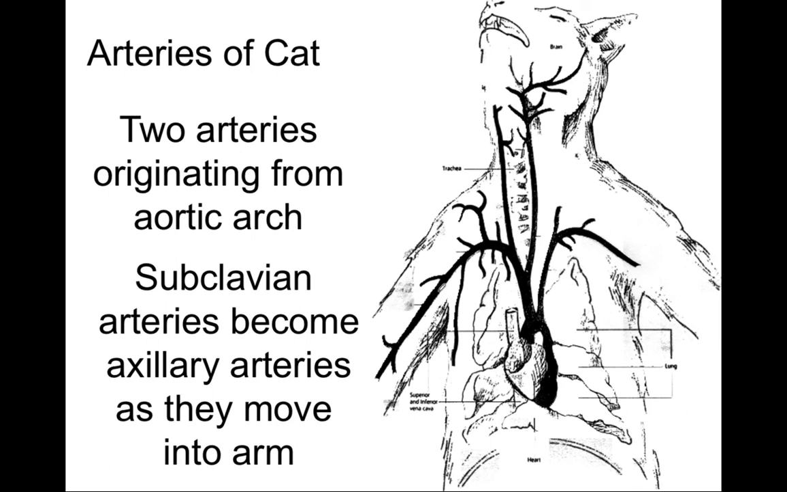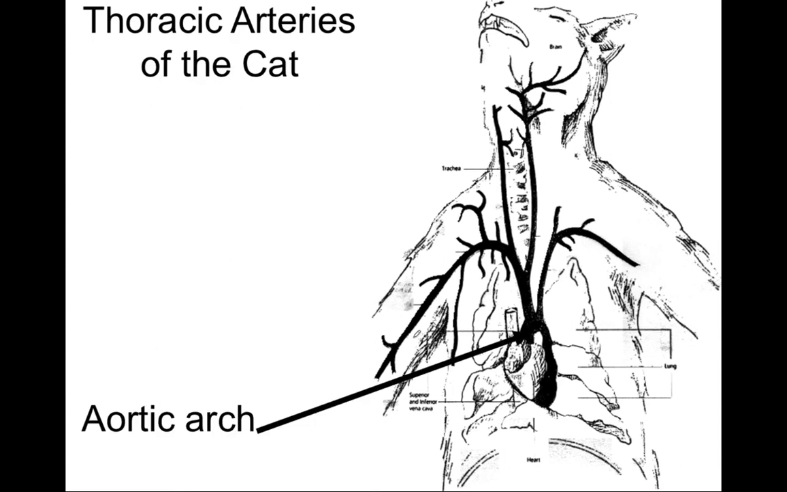And as they pass through the axilla, they become the axillary arteries, and as they pass through the brachial region, they become the brachial arteries. It's the same vessel, it's just given different names based on where it's found. So let's take a look at these vessels that can be found on the cat and account for that difference that we will see in this species.